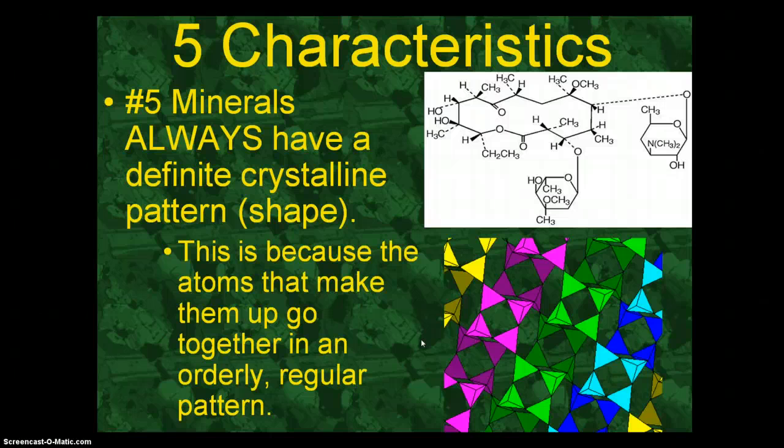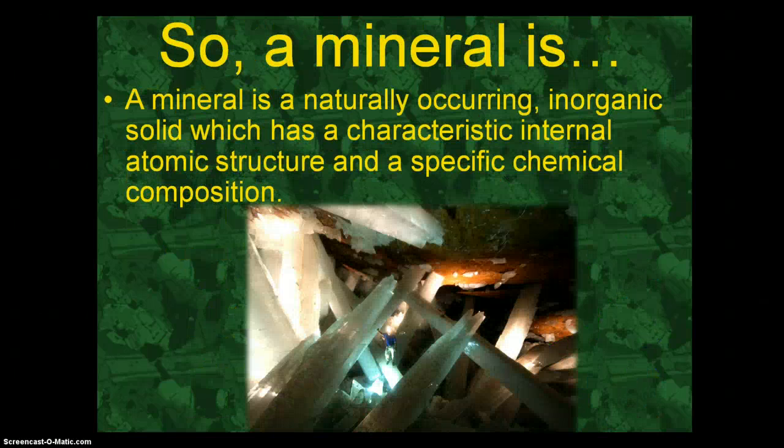So when you put all 5 characteristics together, that's when you can actually come up with the definition of a mineral. So if you look closely at this definition, you'll see all 5 things right here. A mineral is naturally occurring, it's inorganic, it's solid, and it has a characteristic internal atomic structure and a specific chemical composition. So it's a bit of a mouthful of a definition, but it's a definition that definitely nails down what a mineral is. So that's B1 and B2.